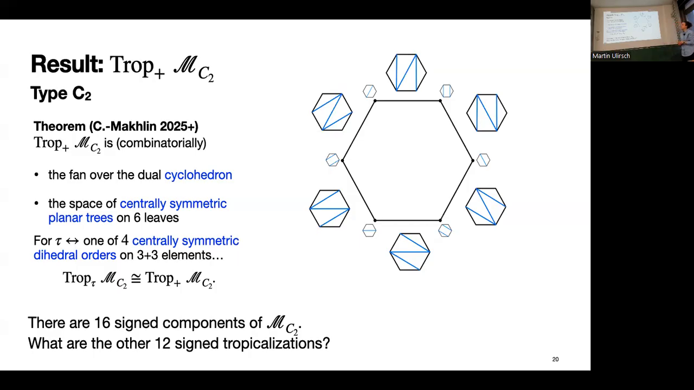Okay, yeah, so the next case we tried was type C. So we already kind of knew that the positive tropicalization was going to be the fan over the dual cyclohedron. And the dual cyclohedron has as its vertices 2n-gons with sets of symmetric diagonals. So in this case, all of the diagonals are required to have a central symmetry. So there's 3 diagonals that are long diagonals, and those are already centrally symmetric themselves. And then there's 3 sets of symmetric diagonals where you get 2 diagonals here.